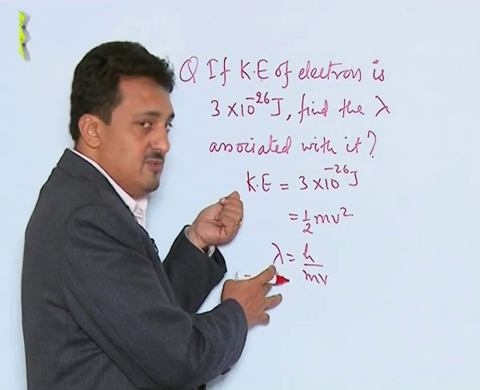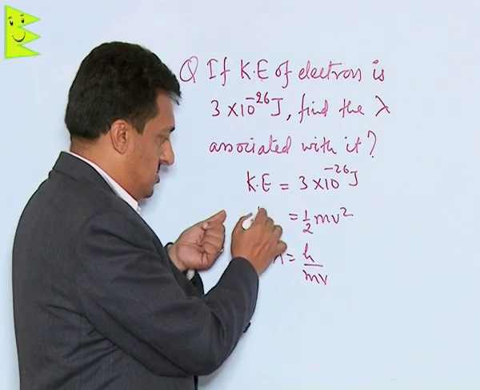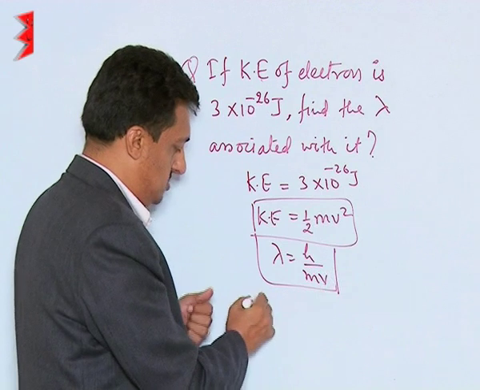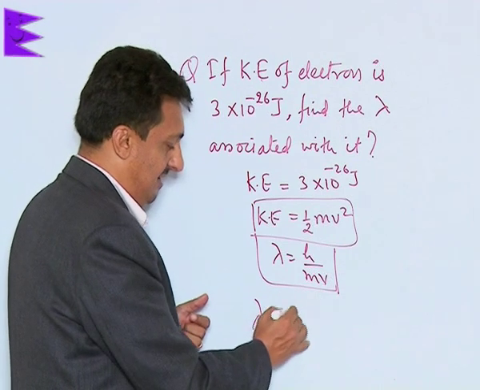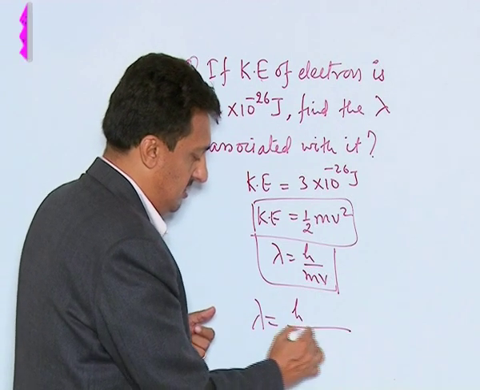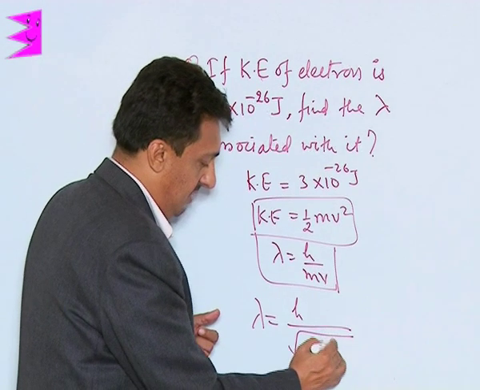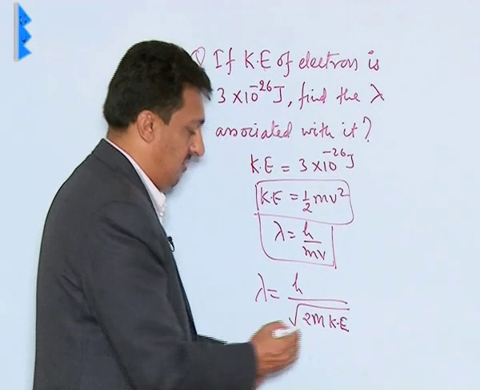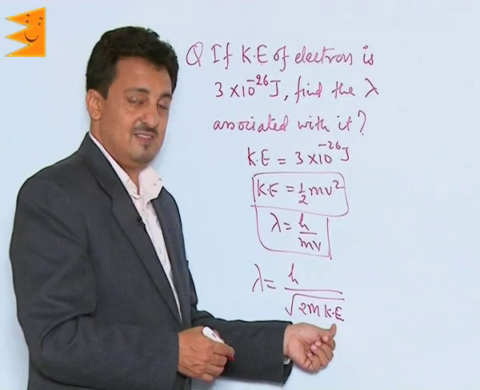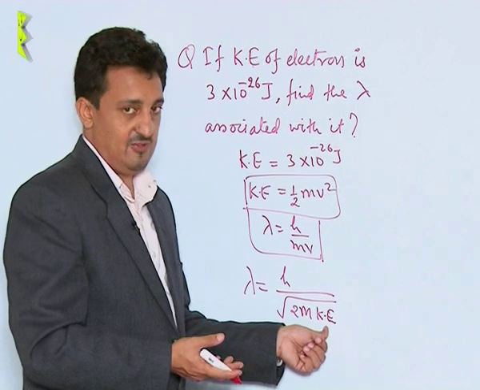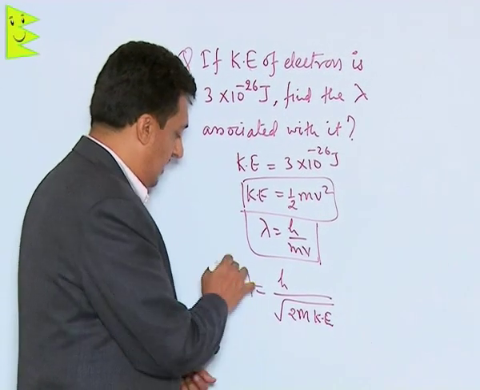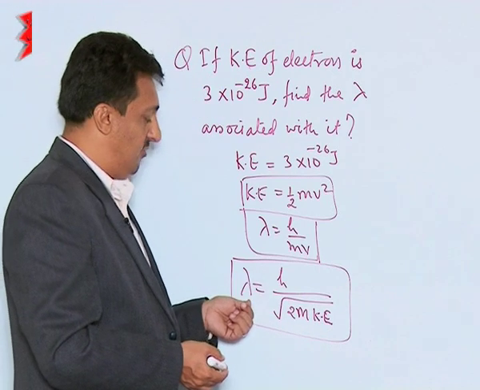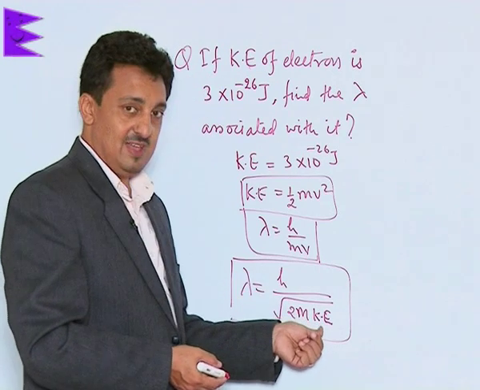So when we solve these two equations, kinetic energy is equal to half mv square and lambda is equal to h over mv, we get a direct relationship, which says lambda is equal to h over under root of twice m KE, where m is the mass of the electron or the particle, and KE is its kinetic energy. So we can use this formula directly to find out the lambda associated with any particle having kinetic energy KE and having mass m.